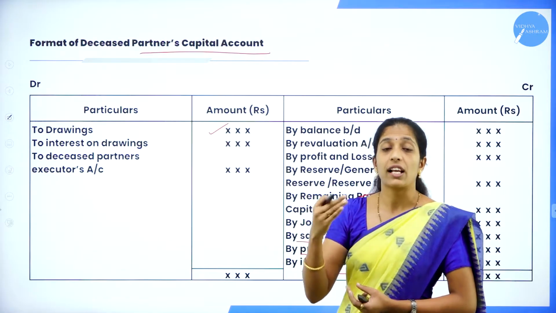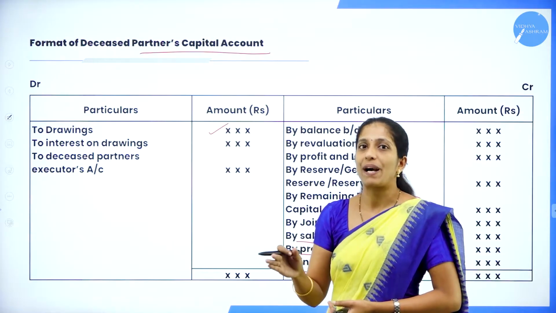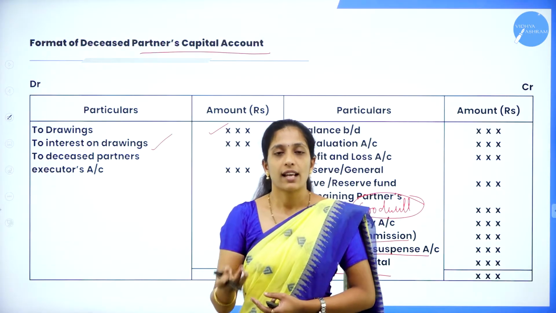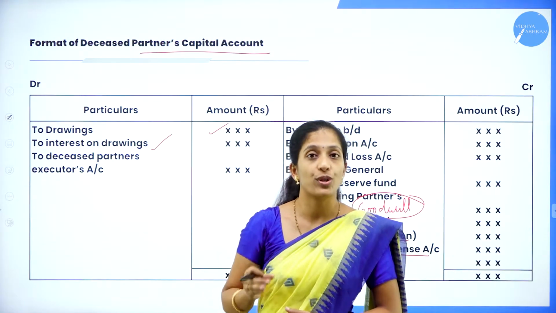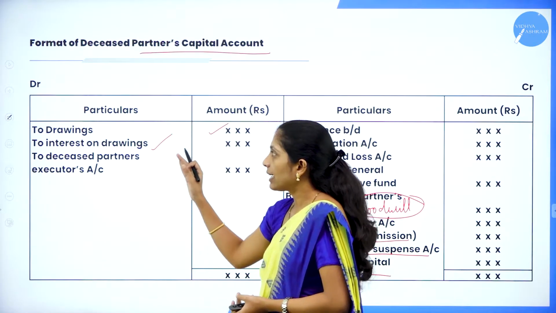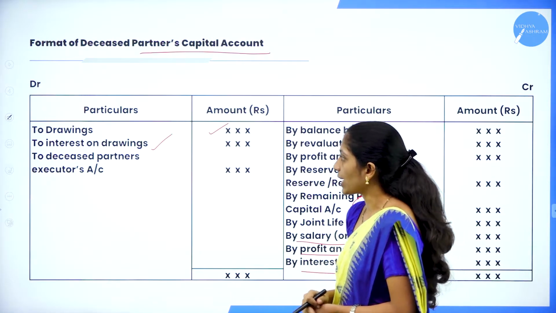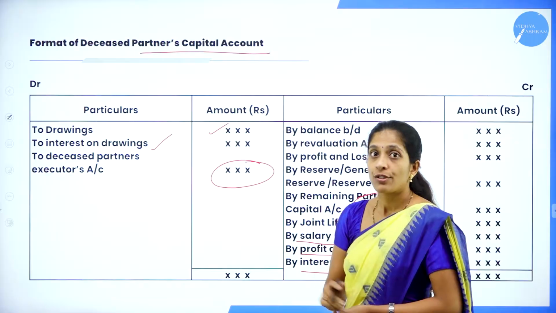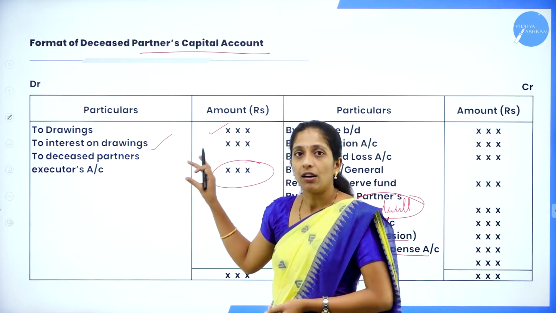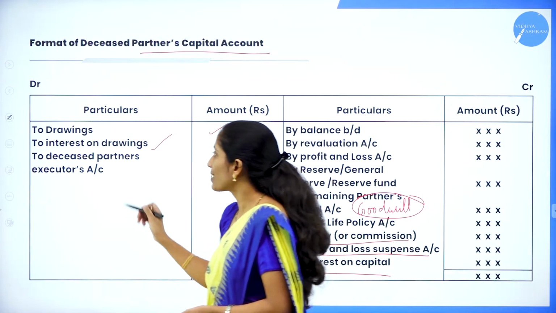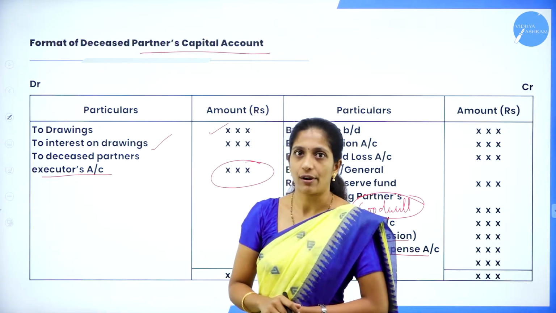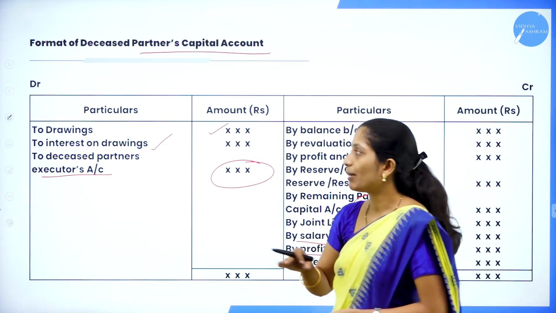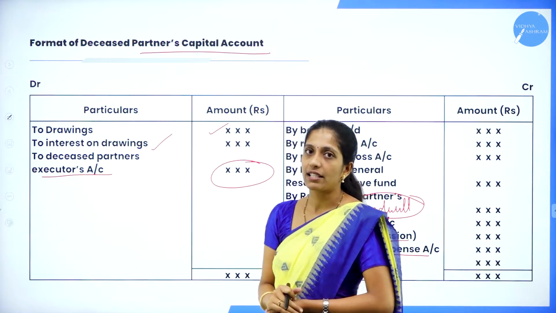If any amount has been withdrawn by the deceased partner, that will be recorded on the debit side. Next, interest on drawings. Suppose any interest is charged on the amount withdrawn by the partner, that will be recorded on the debit side as interest on drawings. Next, we will balance both sides, and this will be the balancing figure. The amount which is payable, the balancing figure, will be transferred to the deceased partner's executor's account. So here we are preparing the deceased partner's capital account, and the balancing figure will be transferred to the deceased partner's executor's account.